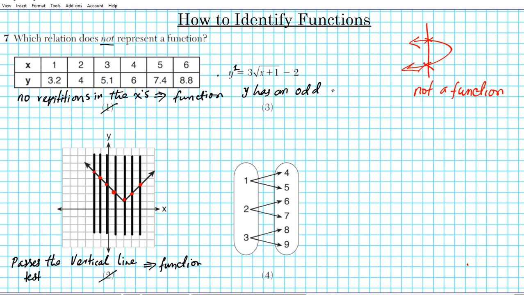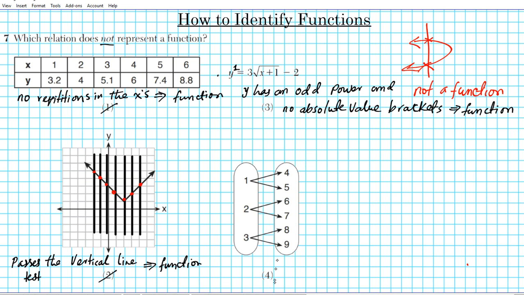Okay, y has an odd power and no absolute value brackets. Alright, so you have an odd power and no absolute value brackets. What does that tell us? That tells us that your equation represents that of a function. Remember, we're focusing just on the output here, just the y.